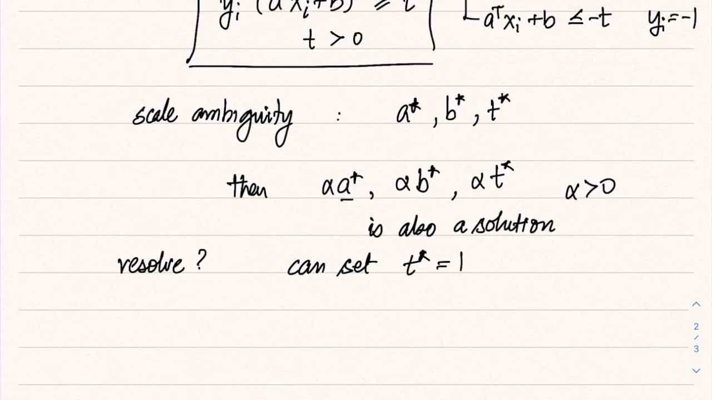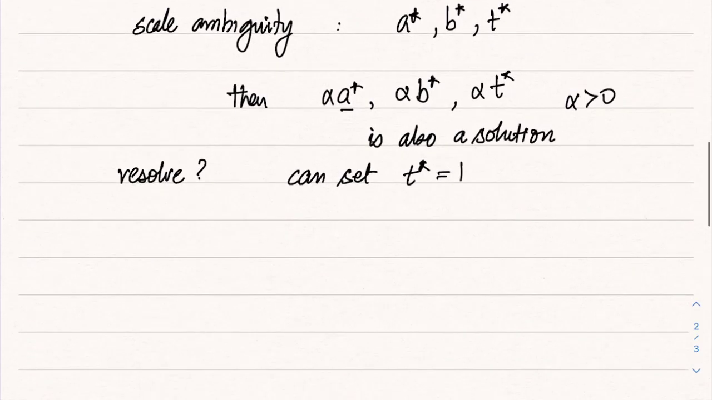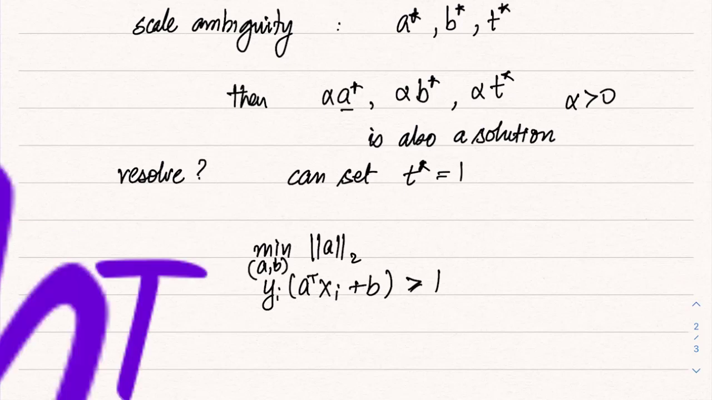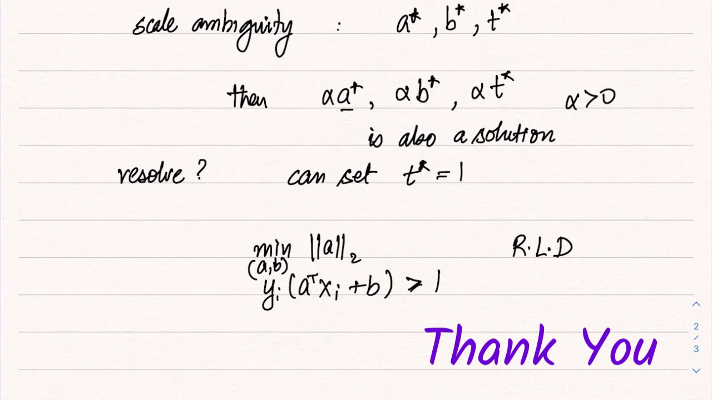Whatever the actual T star is, we will basically choose alpha to be equal to 1 by T star, and we already know that T star is greater than 0. So with this restriction, the optimization problem of robust linear discrimination becomes that of minimizing norm of A subject to yi times (A transpose xi plus B) greater than or equal to 1. The optimization problem is now again in terms of A and B only. So this is the robust linear discrimination problem.